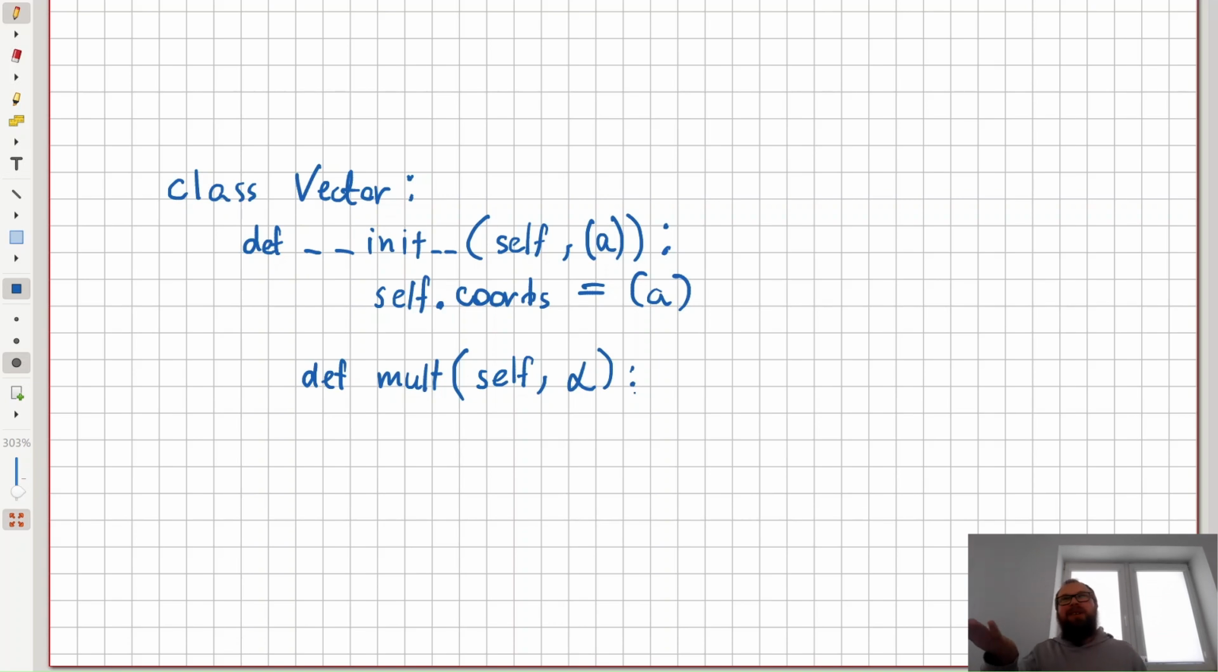So how would we implement multiplication by scalar? Any ideas? Yeah, just multiply every element of the tuple by a number. Does Python understand this? Self.coords. Does it understand something like this? That works, but only for numbers.